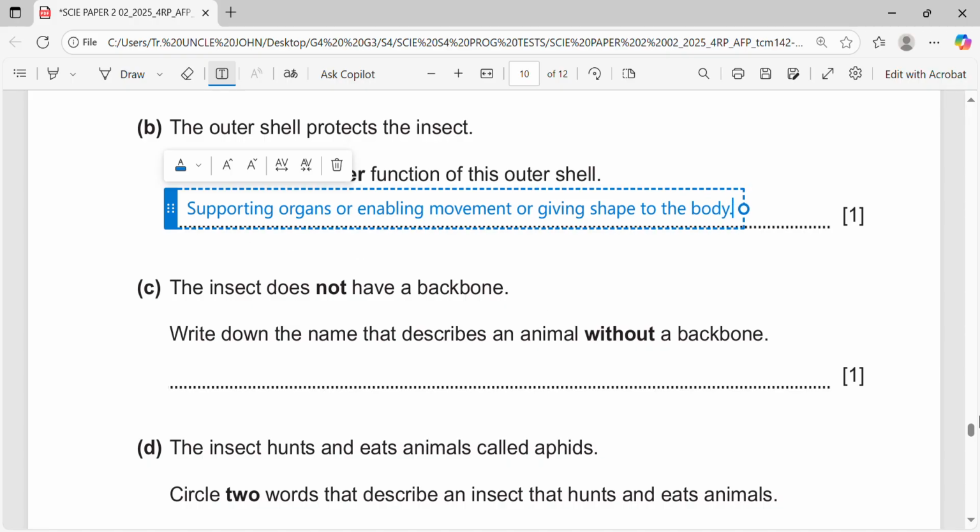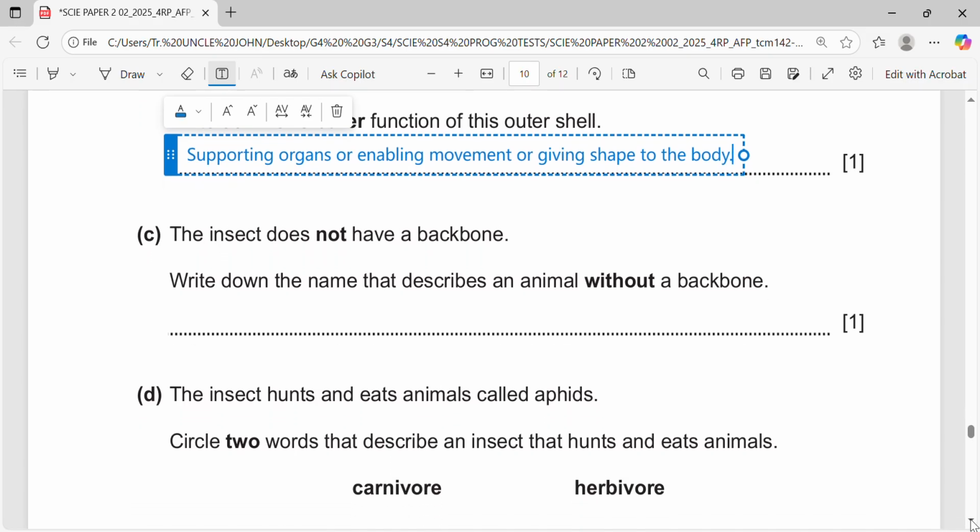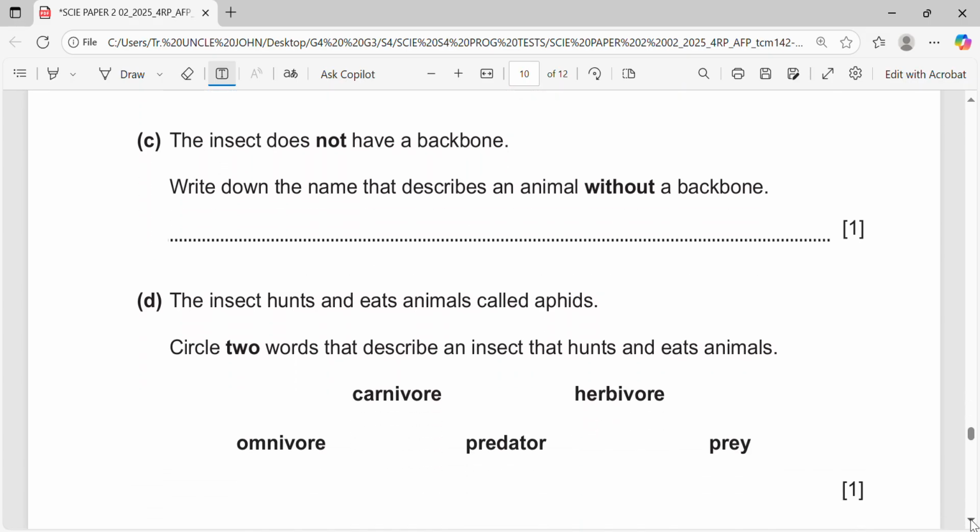C. The insect does not have a backbone. Write down the name that describes an animal without a backbone. That animal is an invertebrate. It is an invertebrate.